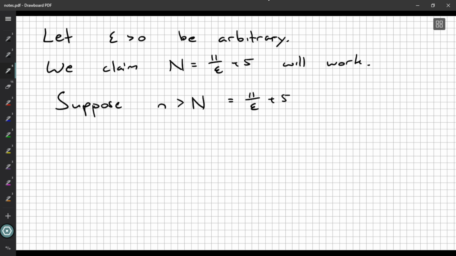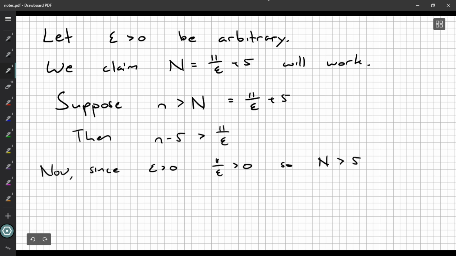All right, so suppose we've got that. Let's say something to the effect of, then n minus 5. So I am just trying to reverse the rough work we did. Okay, so we can see that now. Since epsilon is greater than 0, 11 over epsilon is greater than 0. So our n value is greater than 5, and thus little n, our index, is greater than 5. So 5 minus n is negative.